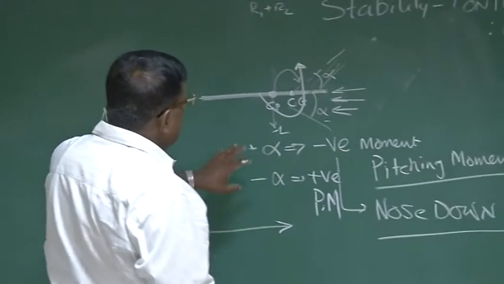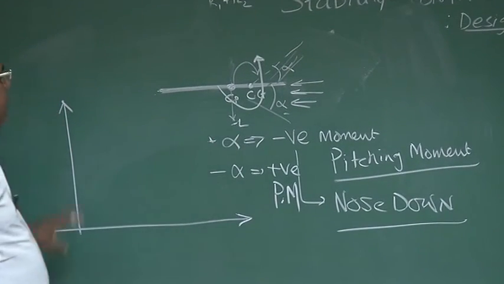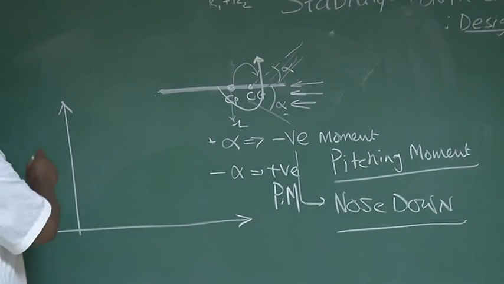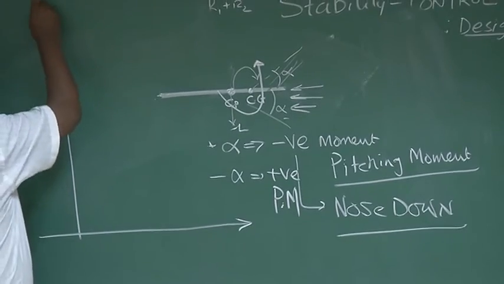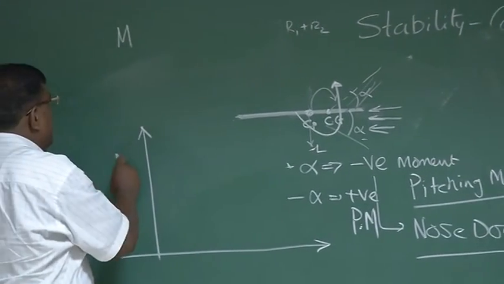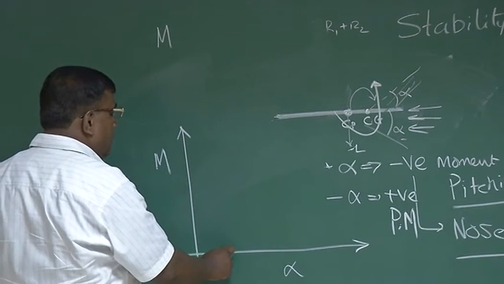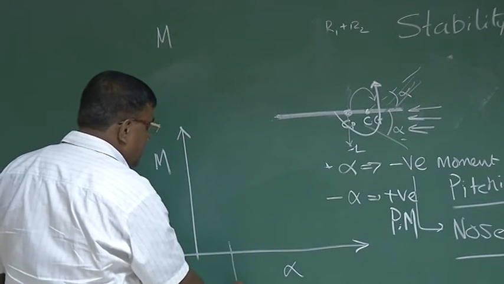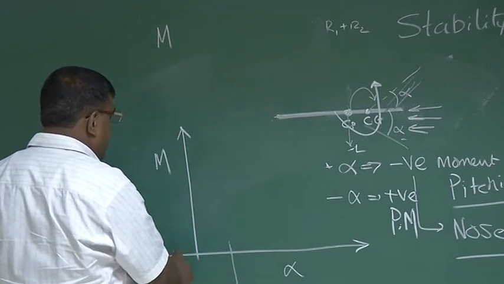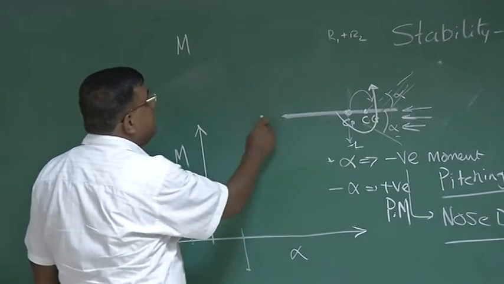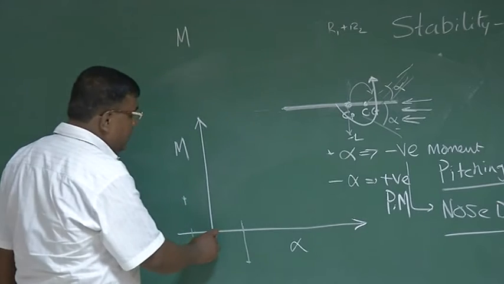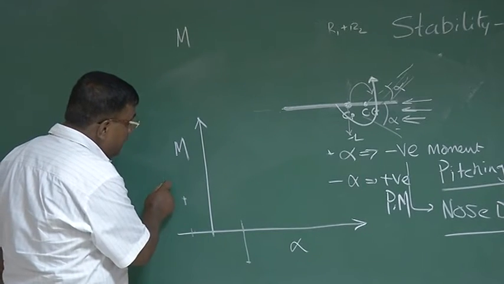So if I translate this into a graphical form, what should I write? I write the moment here and alpha here. I have seen that for positive alpha it is negative, for negative alpha it is positive, and since this is a symmetric plate, at alpha equal to 0 it is 0, so this will look like this.